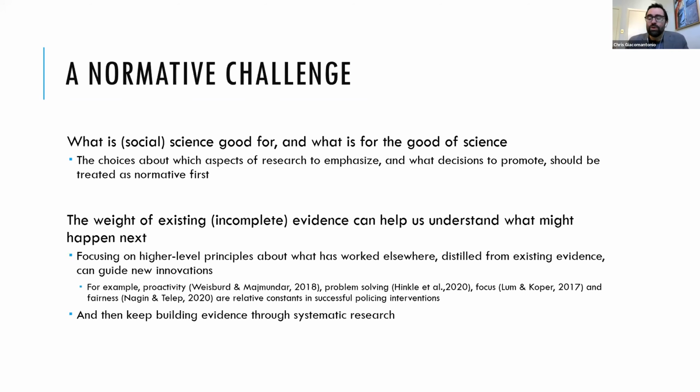We also think that we can use the existing evidence while we can't transfer it. I think this problem of policy transfer of a one-to-one, take an intervention that was used here and put it over there, we have to avoid that to a degree. We can take the principles from existing evidence and use them to guide new or scaled up or modified or improved interventions. And some of the principles we see in the evidence-based policing literature that tend to rise to the top as general themes of guiding successful interventions include things like proactivity, problem solving, focus, and fairness. And then, of course, to keep building the evidence through systematic research. So when we try and take these shots, we still have to continue the job of building evidence, knowing that it will be incomplete and retain some level of uncertainty.